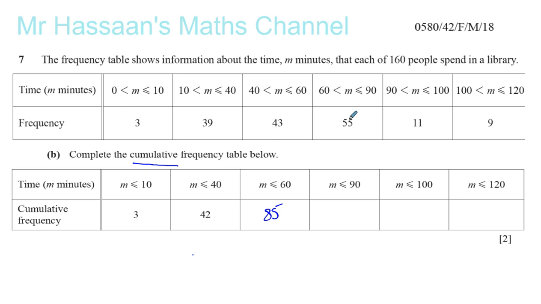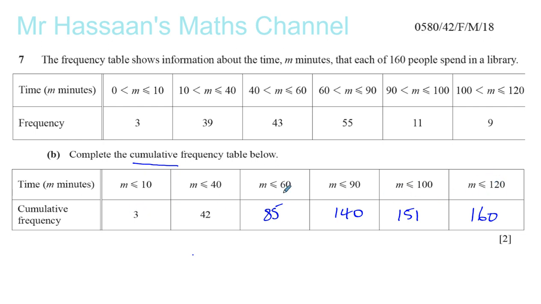So you've got to have 85 plus 55, that's 140. So 140 people stayed in the library less than 90 minutes, all the way back to zero. And these 11 people stayed in the library between 90 and 100 minutes. So if you add it to the 140, that's 151 people who stayed in the library 100 minutes or less. And these nine people here, they stayed in the library more than 100 minutes, but up to 120 minutes. So if we add the nine to the 151, that means 160 people stayed in the library 120 minutes or less.